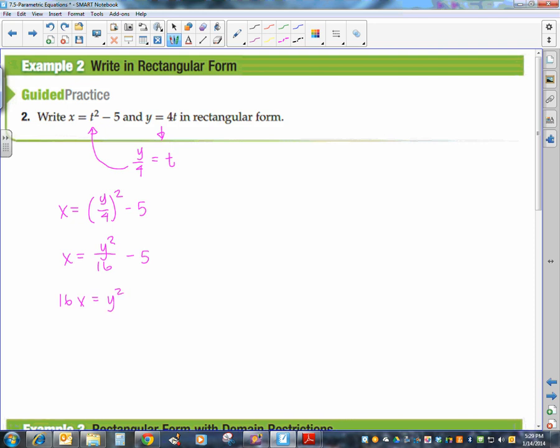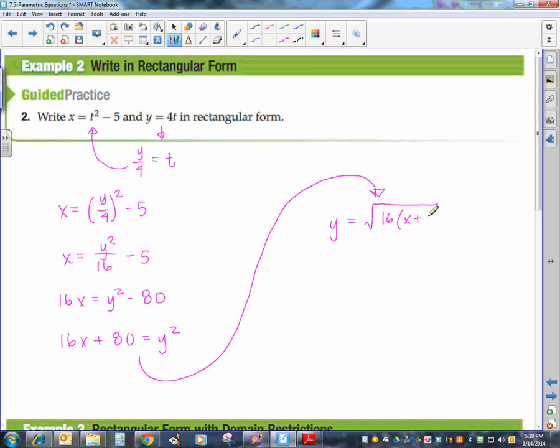16x equals y squared minus 80. Add 80: 16x plus 80 equals y squared. I'm going to switch because I know most people are comfortable with the y on the other side. So if I take the square root of both sides, then I will have 16x plus 5. We'll simplify that to y equals 4 square roots of x plus 5. And that is the rectangular form for the parametric equations.